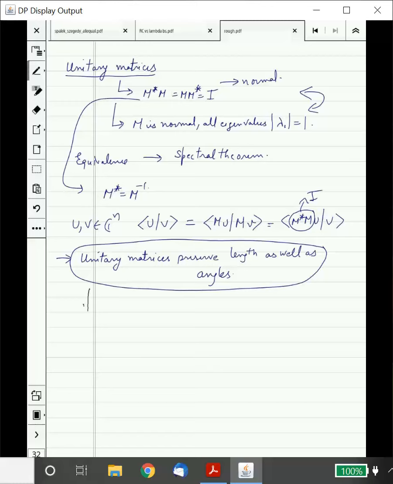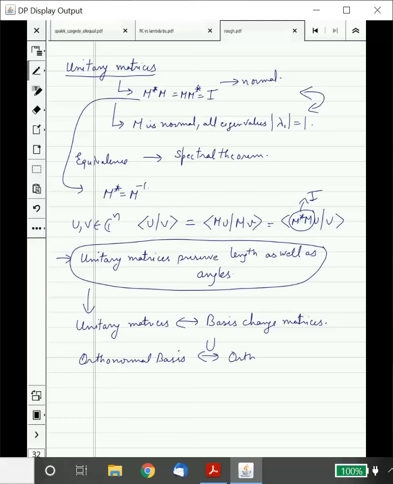This tells us that unitary matrices are basis change matrices. By applying a unitary matrix, you are just looking at vectors in a different basis. They move an orthonormal basis to another orthonormal basis. Under the action of U, you will get from an orthonormal basis to another orthonormal basis.